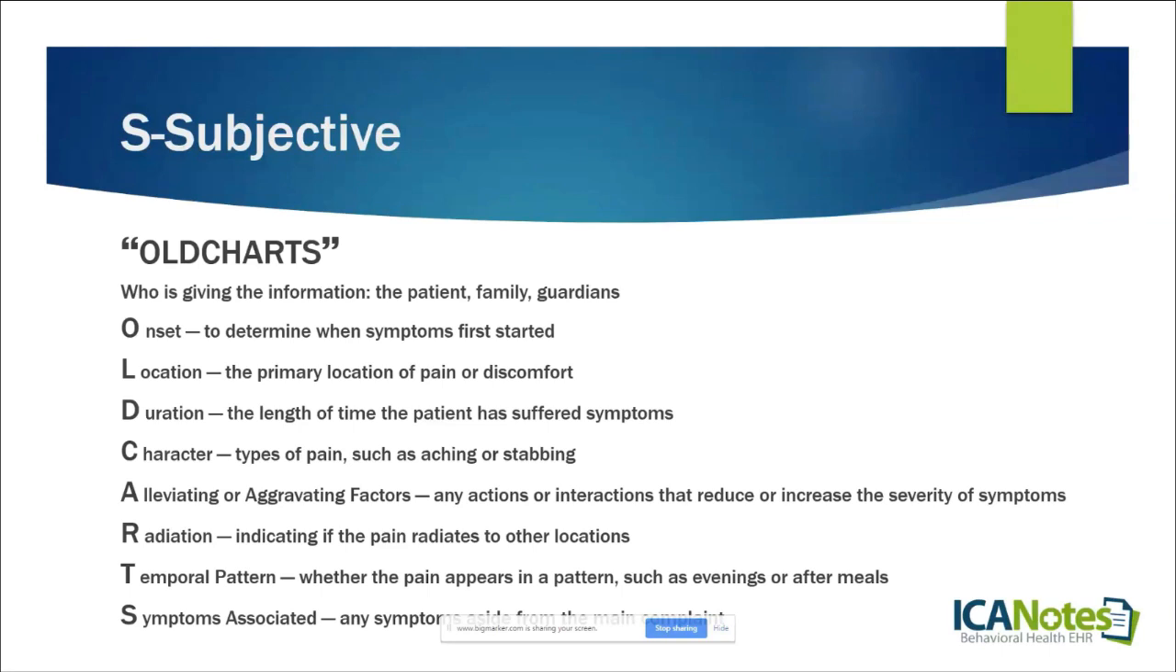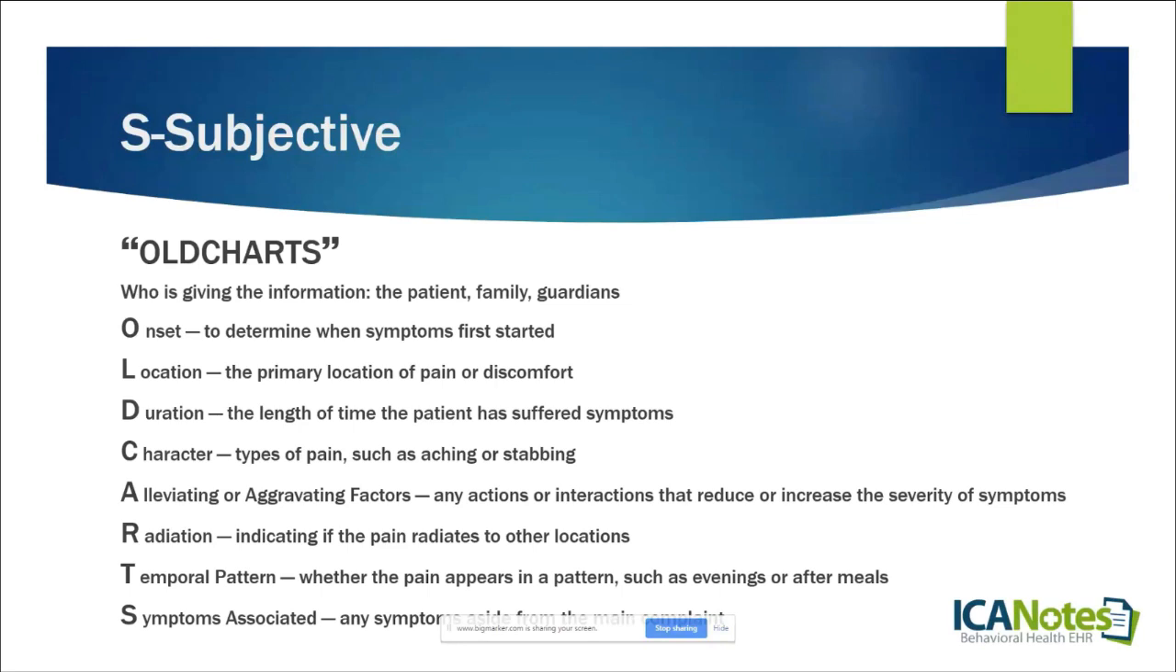So there are examples like, I feel like I want to hurt myself. I feel anxious. I feel like giving up. There could be other things like, I have shortness of breath. My appetite's been decreased. I have been cutting myself. Things like that. These types of statements can be documented in the subjective section.